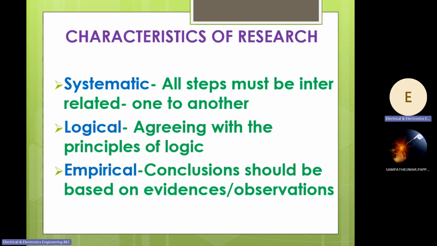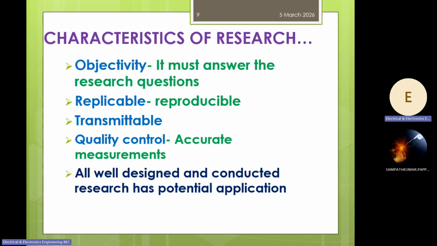How can the research be characterized? It can be characterized according to the themes of systematic, logical, and empirical. Systematic means all the things must be related to one another. Logical, we have to apply the principles of logic. Empirical means conclusions must be based on formulae.